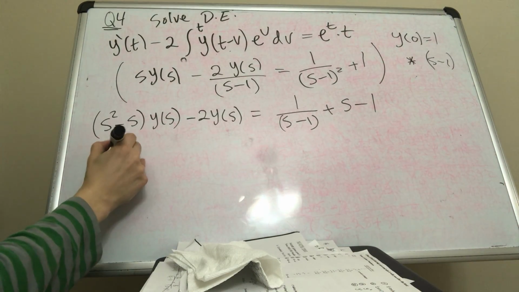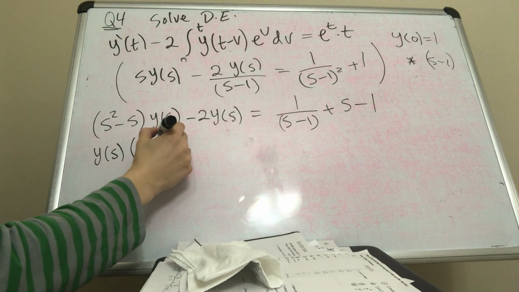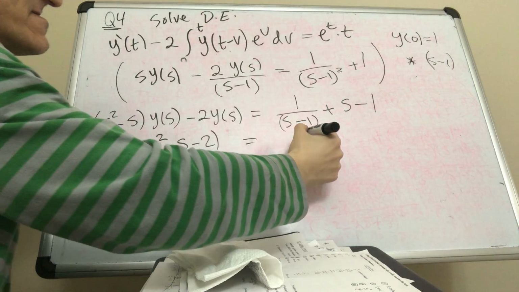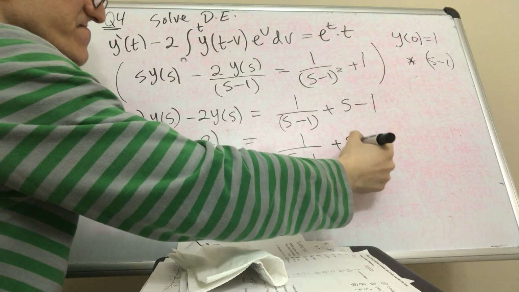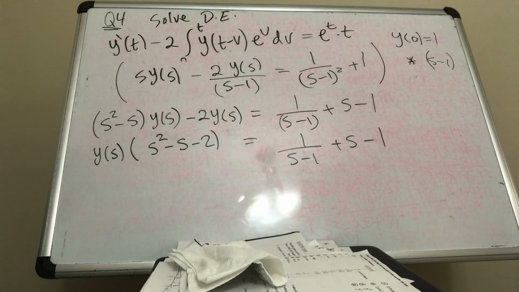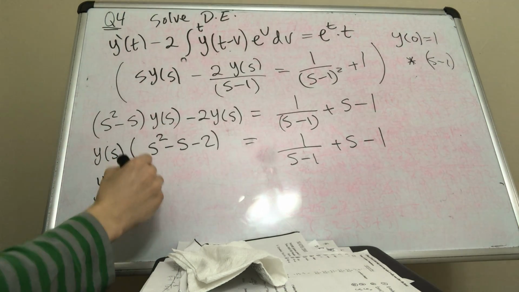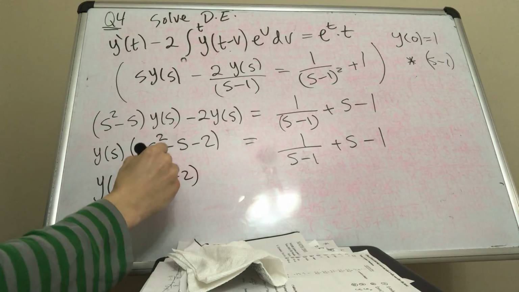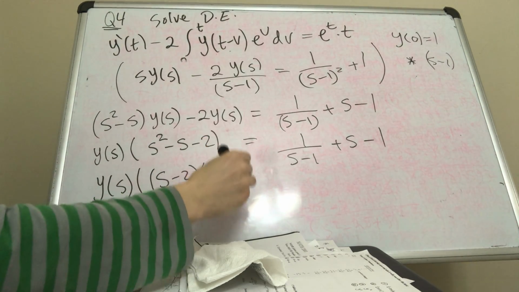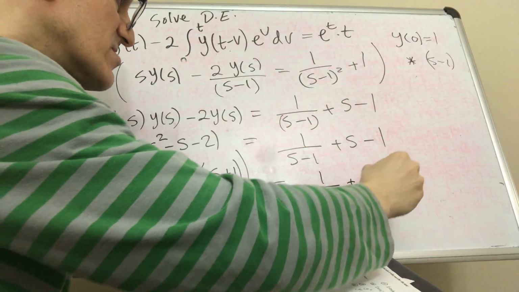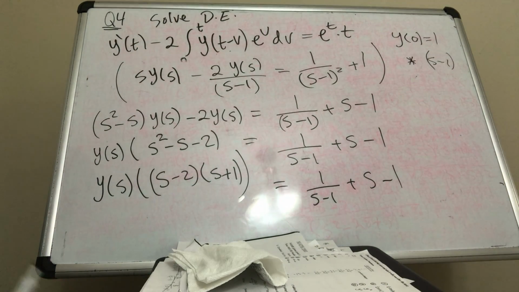I take y of s as a common factor. This leaves me with s squared minus s minus 2, equals 1 over s minus 1 squared minus 1. This can be factored: s minus 2, s plus 1. So a lot of factoring and stuff involved.